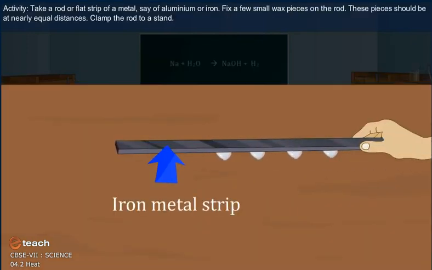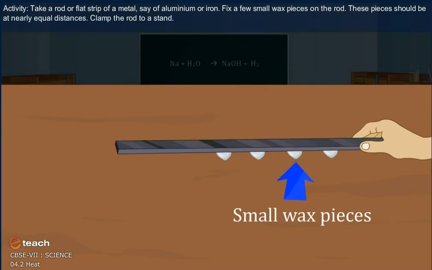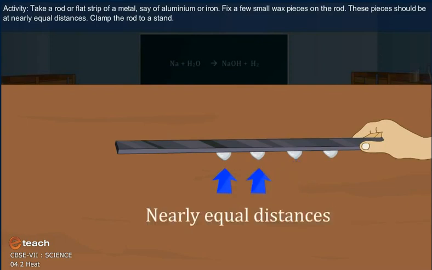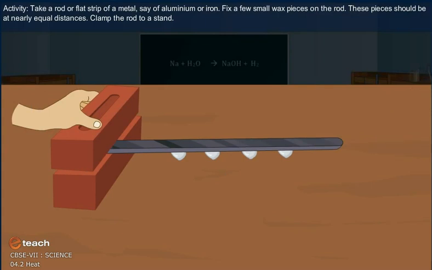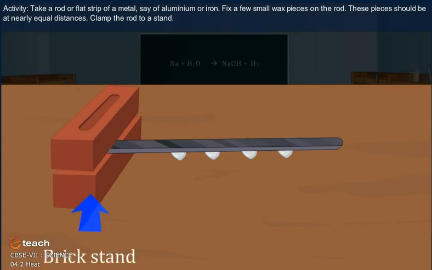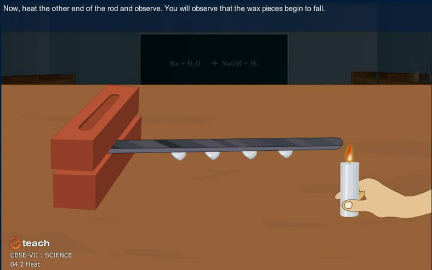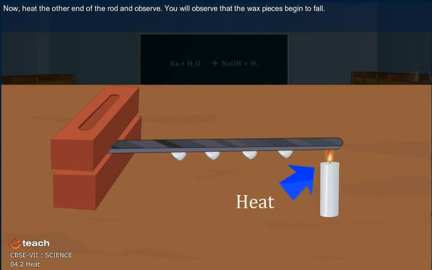Activity. Take a rod or flat strip of a metal, say of aluminium or iron. Fix a few small wax pieces on the rod. These pieces should be at nearly equal distances. Clamp the rod to a stand. Now, heat the other end of the rod and observe. You will observe that the wax pieces begin to fall.